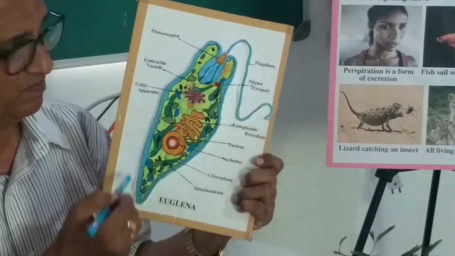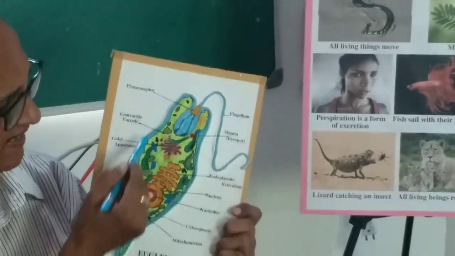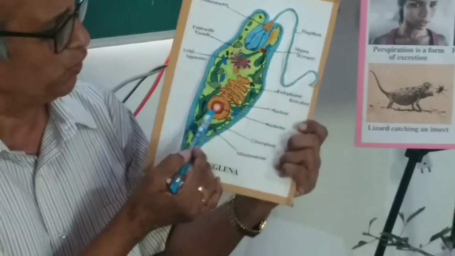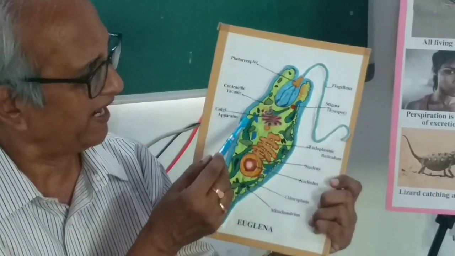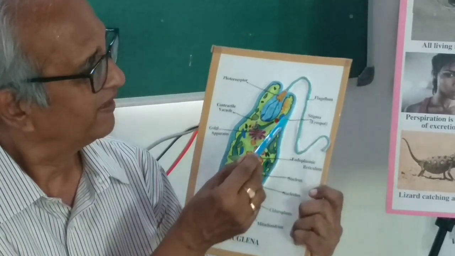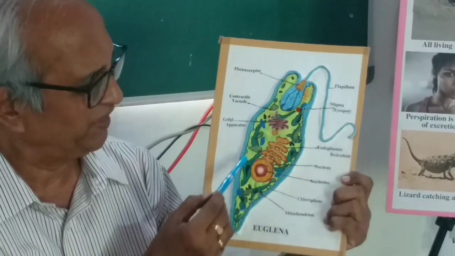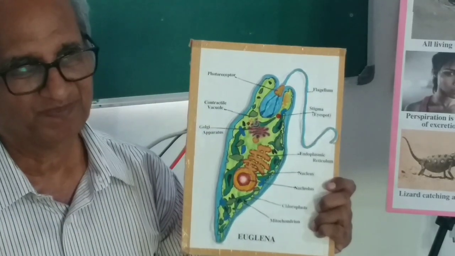It's one cell. They are very small, I said. They have only one cell. That's why they are very tiny. And they have a nucleus. They have all the components of the cell. Added to that, they have green pigment too. You see the green pigment here, which in the presence of sunlight can prepare food.